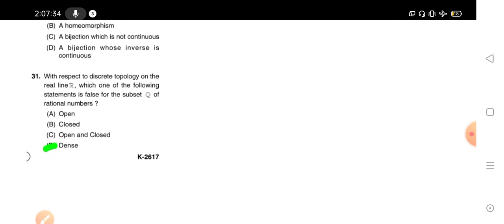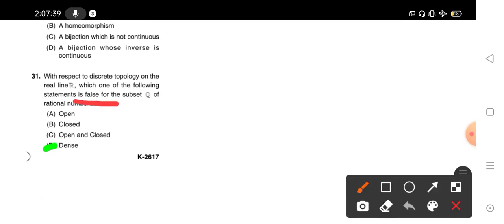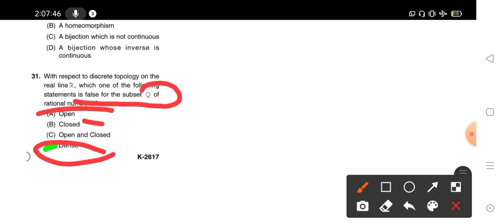Next question: with respect to the discrete topology on the real line R, which one of the following statements is false for the subset Q of rational numbers? This is dense. This is also true: open, closed, and open-closed. Dense is not true.